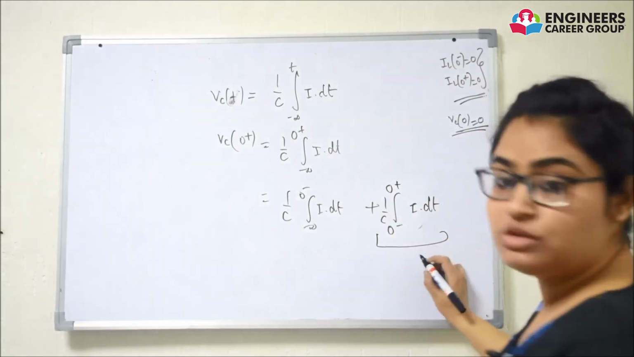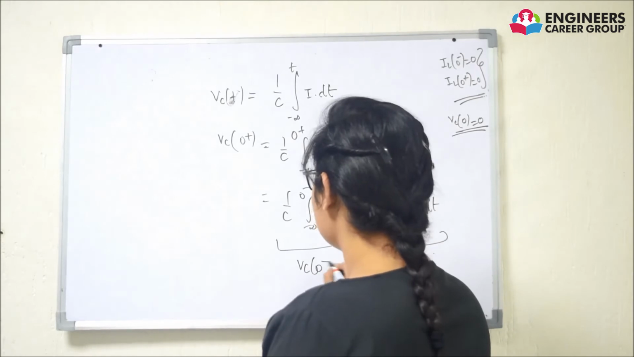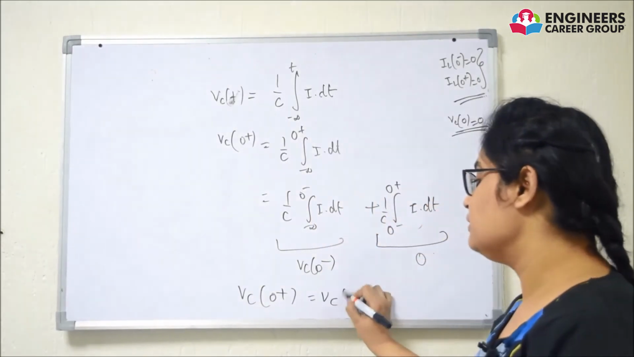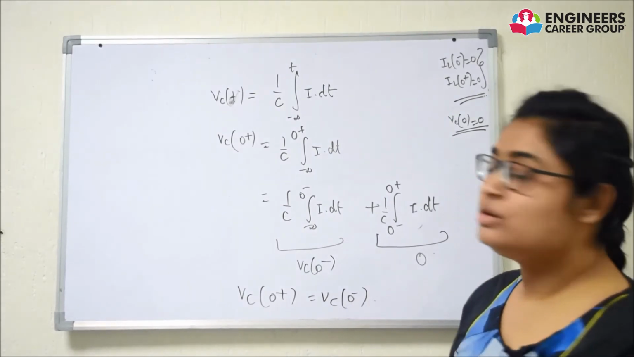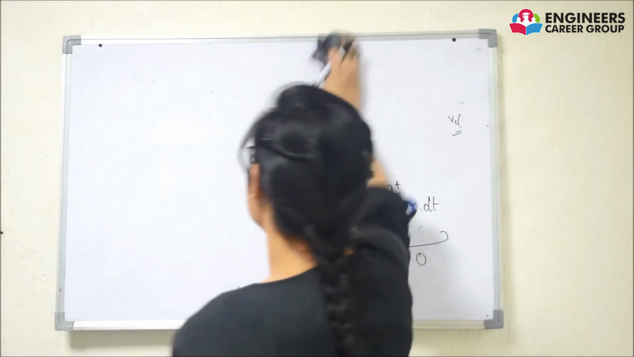Again, this quantity is 0 for all practical applications, and this will be written as Vc0 negative, and we can see Vc0 positive is equal to Vc0 negative. Therefore, voltage in capacitor does not change instantaneously. Now this is about practical sources.